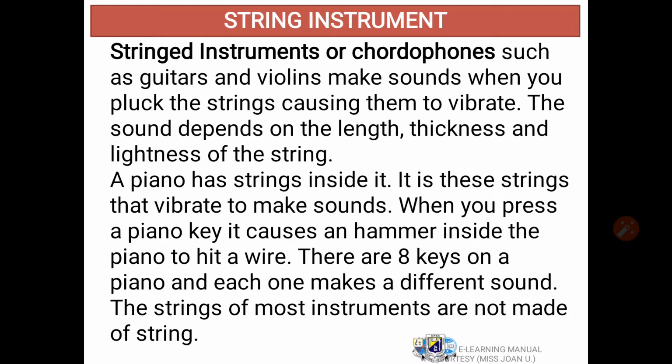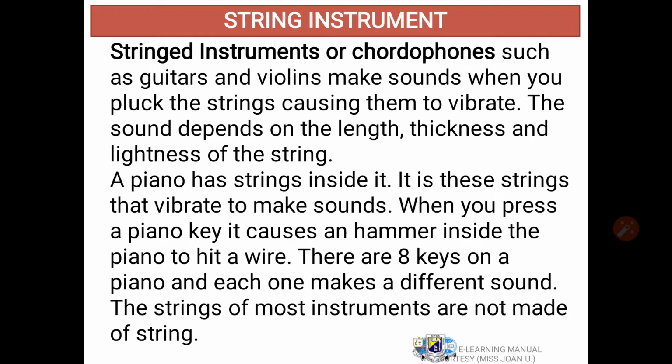The first one I'm going to be looking at today is called string instruments. String instruments are called chordophones. That's how we call them. They include guitars and violins. They make sound when you pluck the string, causing it to vibrate. The sound depends on the length, thickness, and the lightness of the string. So it depends on how long the string is, how thick the string is, and how light the string is.